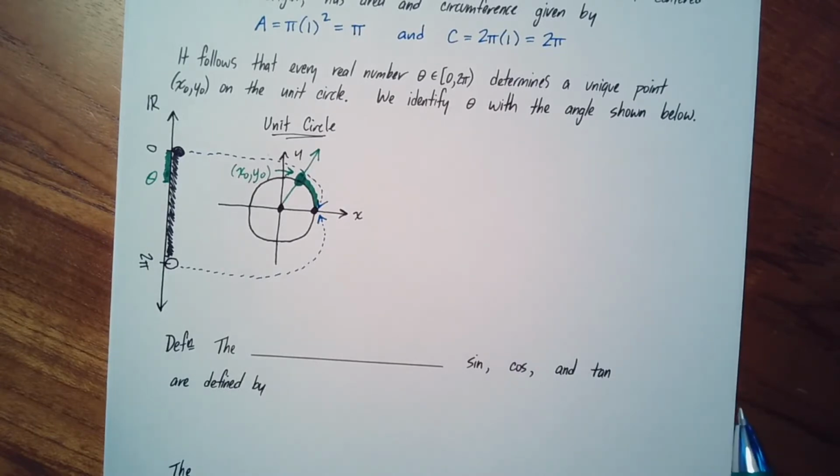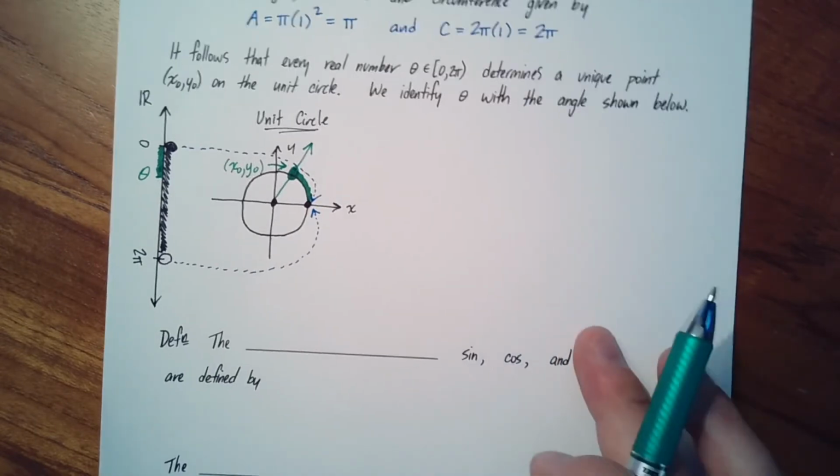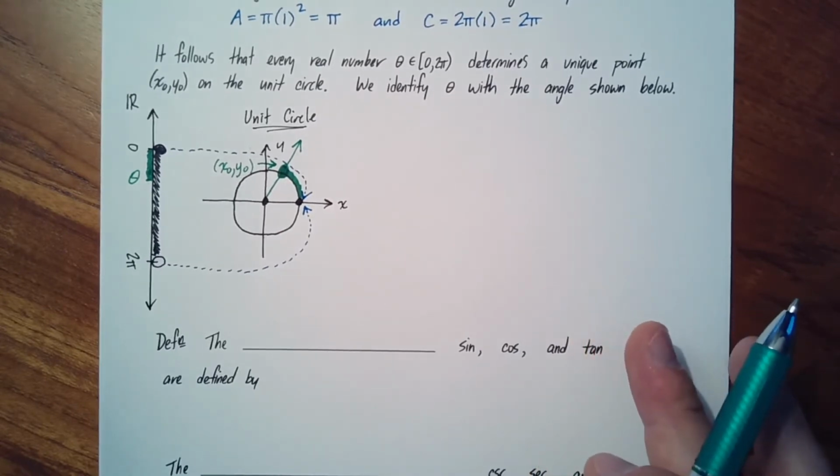But that's not how we're going to measure angles in this course. In mathematics, we like to measure angles in radians. And what does that mean exactly?